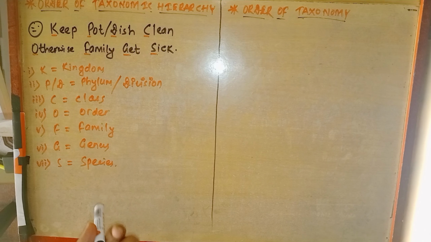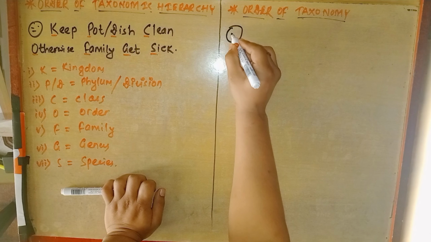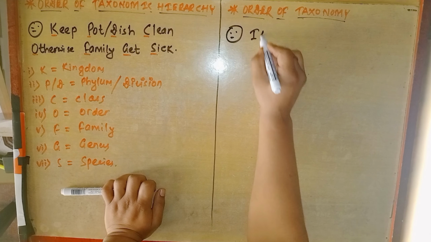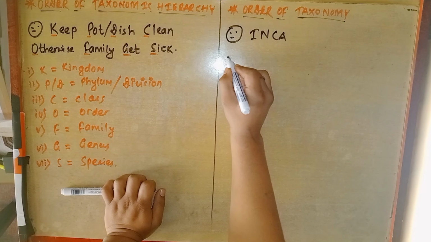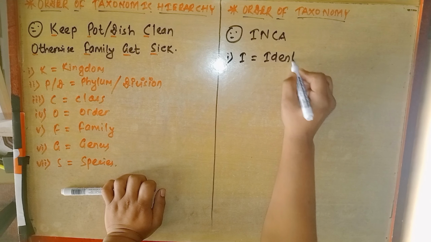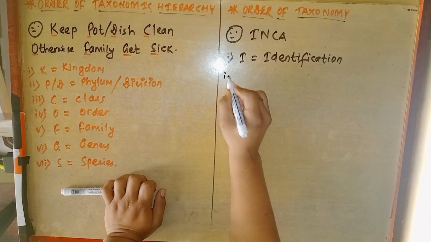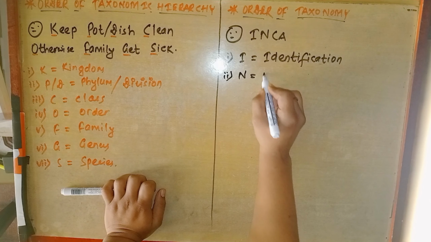And now for the order of taxonomy, there is one trick, and the trick is INCA, Inca. So in first I means identification. And second we have N. So N means nomenclature.